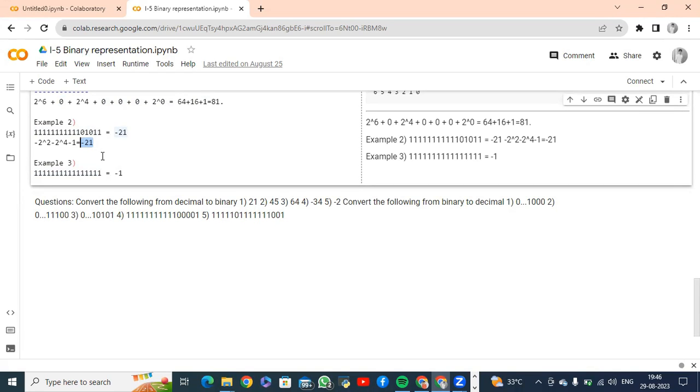Fine. Now, see this example 3. If you are given all ones, okay. Now see, this most significant bit represents a minus value, and there are no zeros. So we just add -1. See here, at last we are adding -1. There are no zeros, so we are adding just -1. So the answer is -1.